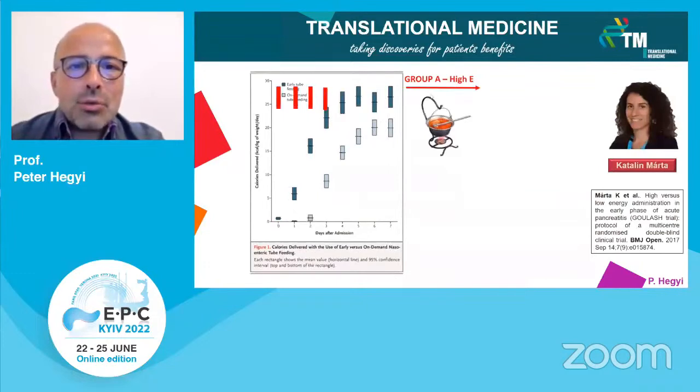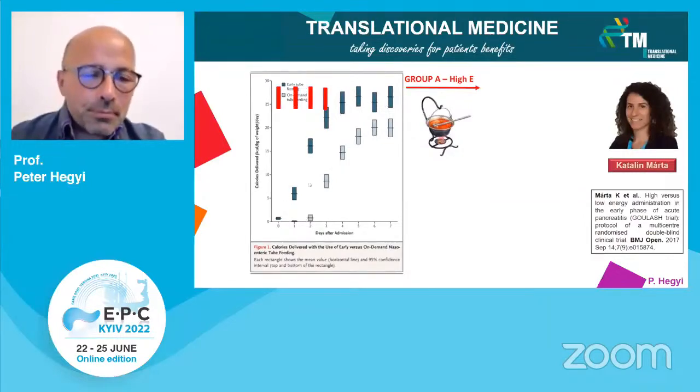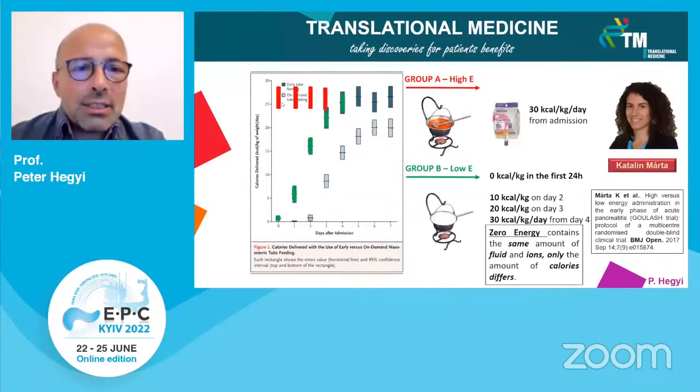Therefore, we established the GUYASH study, general utilization of energy back to the patients, and we used a very similar protocol to the one the Dutch Pancreatitis Study Group used. However, we started one group with a high energy, and in the other group, we continued with the step-up approach, building up the energy intake for the patients within 3 days.